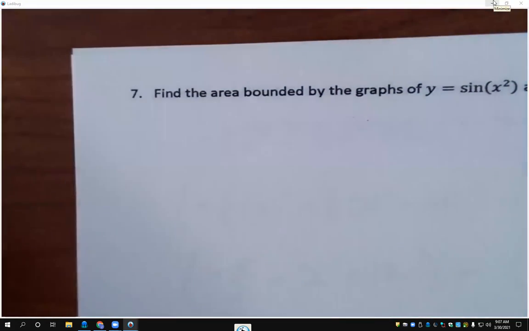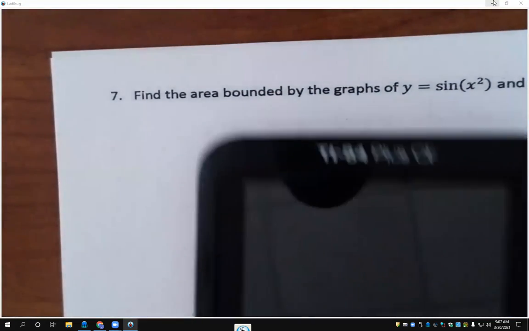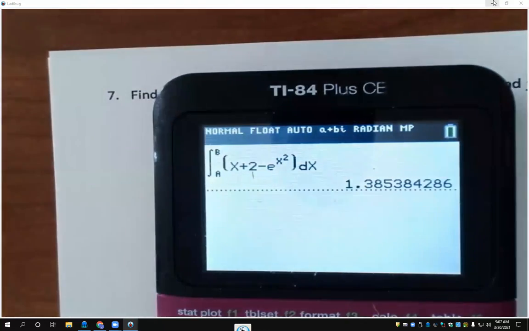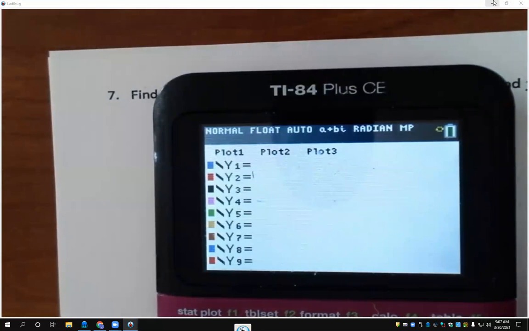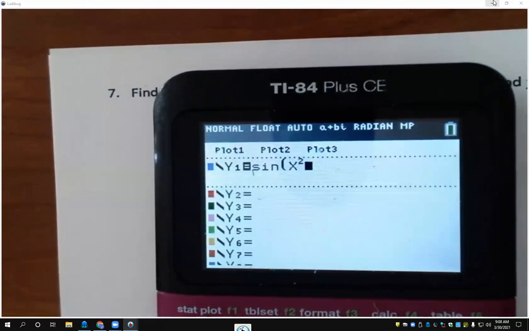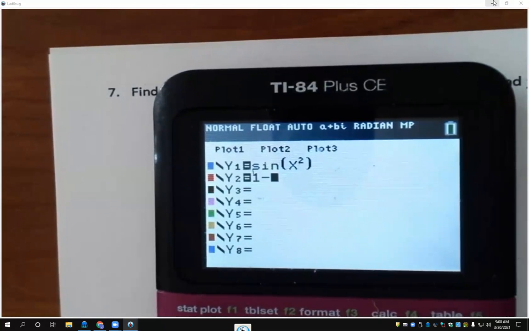So I go graph 7 in my calculator is the first thing I want to do. Obviously, since we're allowed to use the calculator, we're going to take full advantage. Okay, so the first function is sine x squared. So not sine squared x, but sine x squared. So this truly is an x squared inside the parenthesis. And my other function is 1 minus x squared.